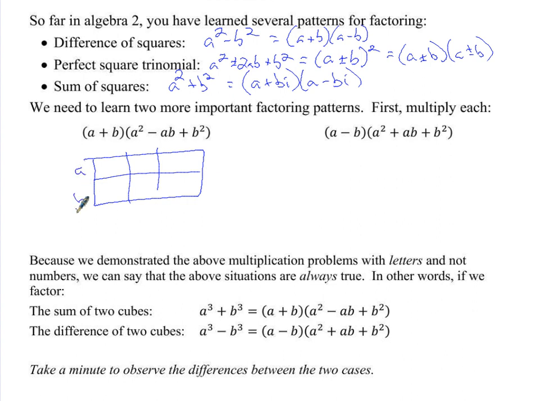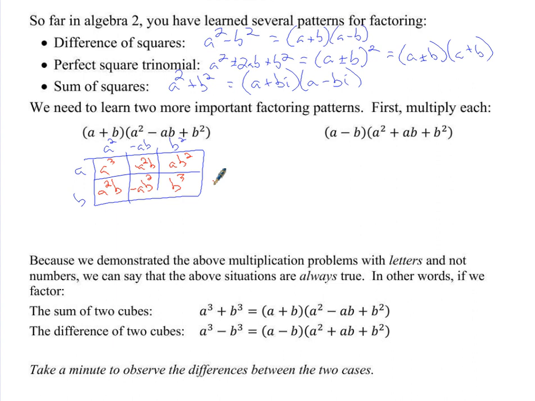I would have an a here and a b here, and then an a squared here, a negative ab here, and a b squared here. Use the box by multiplying row times column to write the answer in the box, and then combine like terms from there. So that will give me a to the third here, negative a squared b here, and then positive ab squared here. Then a squared b here, then negative ab squared here, and finally b to the third here.